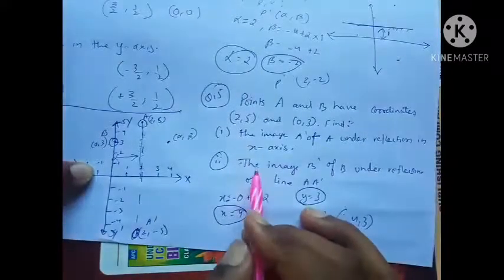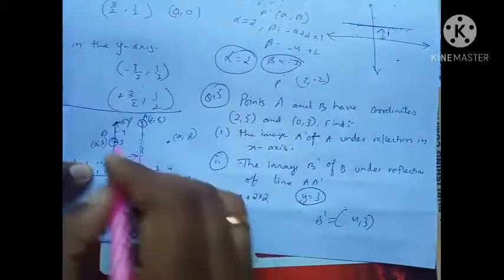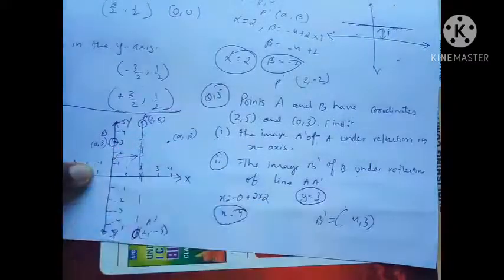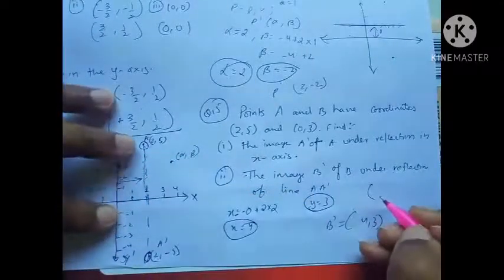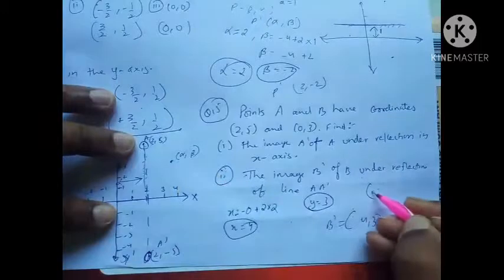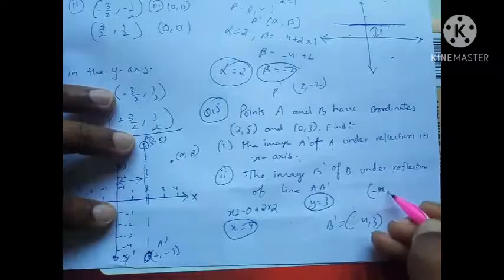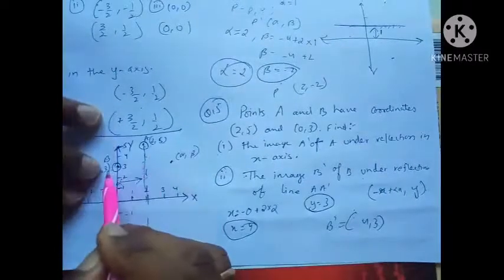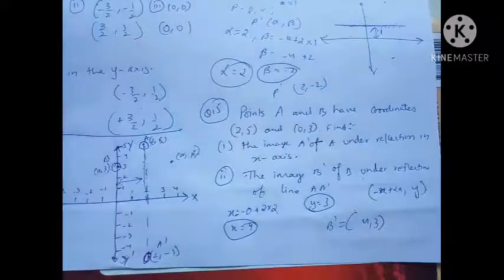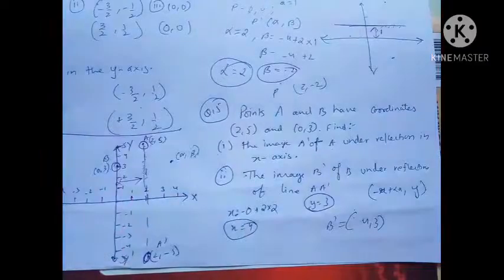That's how. They told us to find the image B dash of B under the reflection in the line AA dash. We had to find the image of 0, 3. That's how you find this. If you don't know the formula, when the line is parallel to the y-axis we use this formula to find alpha and beta: minus x plus 2a. And y stays y. Whatever y is, if y is 3, then beta will also be y. That's how you find the image when a line parallel to the y-axis is given.